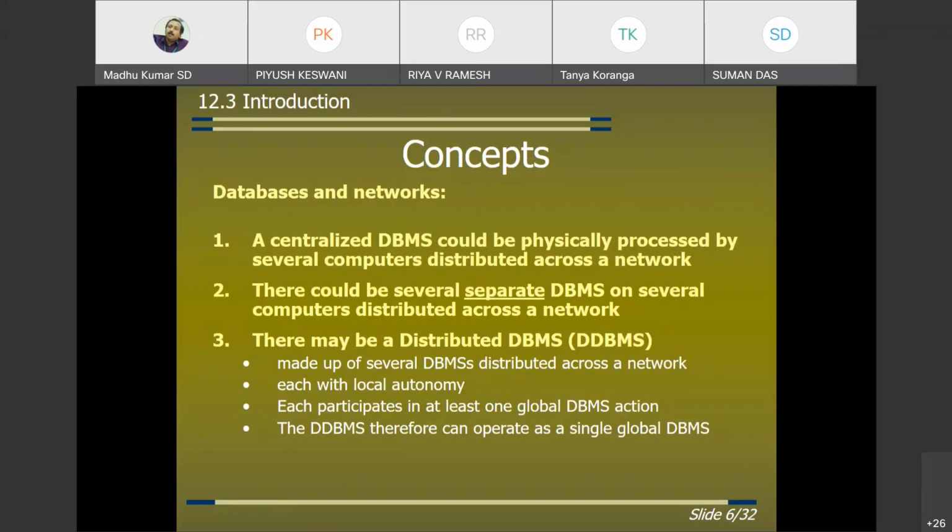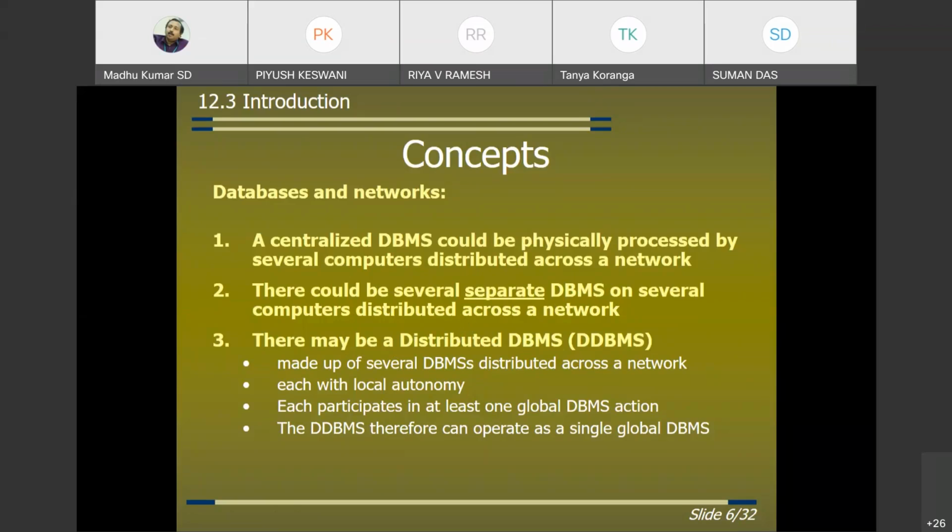So a centralized DBMS could be physically processed by several computers distributed across a network. So there could be several separate DBMSs on several computers distributed across the network. That is one possibility. You have Oracle running on one machine, and there can be another machine where you have Informatica, or some other DBMS, or MySQL or Microsoft Access running on another machine.